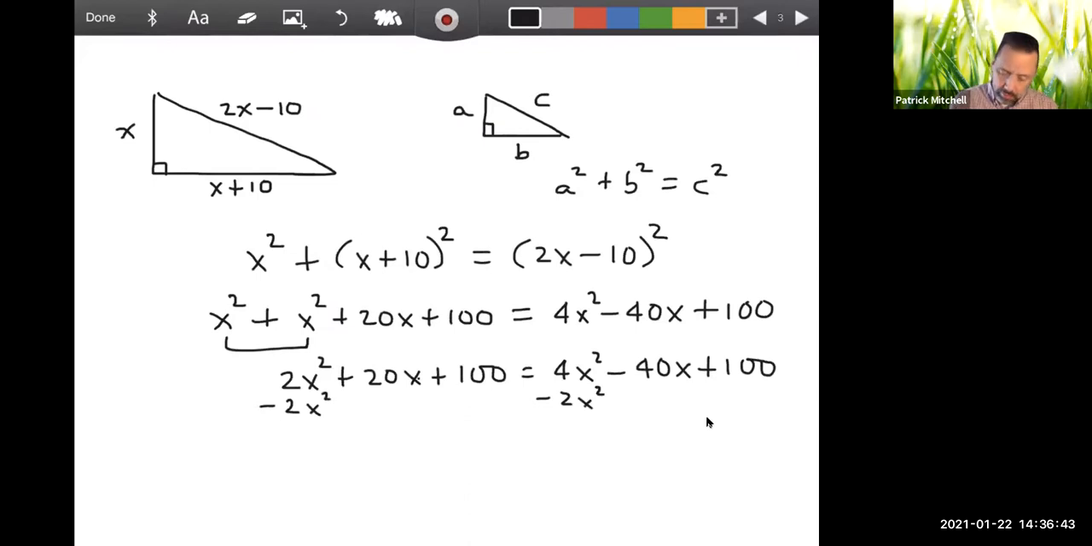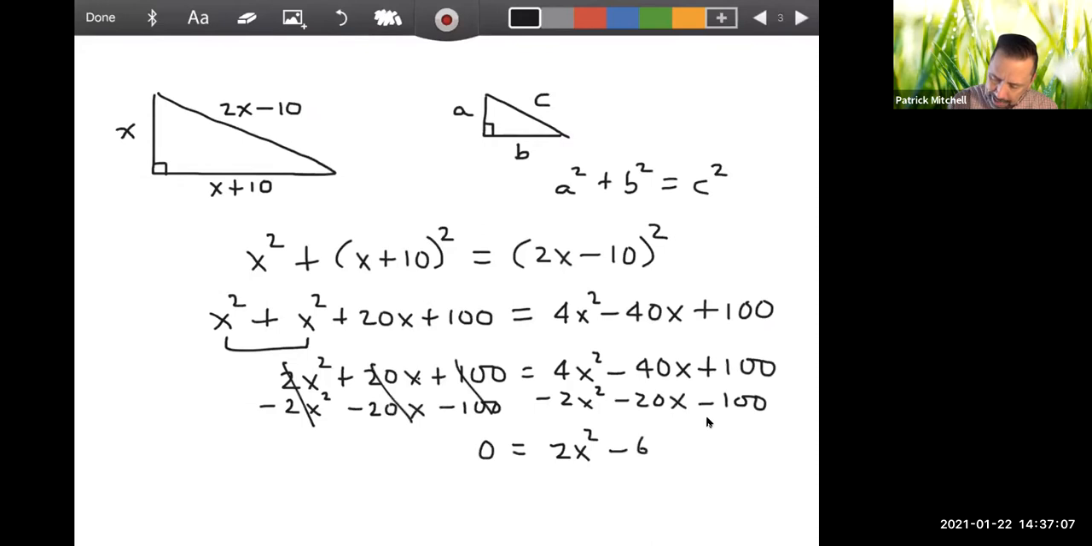And so that means I'm getting rid of this, so I might as well get rid of everything else on the left side. I'll go minus 20x minus 20x. And then I'll go minus 100 minus 100. All right, so nothing left on the left side, just 0. And on the right side, I have 2x squared minus 60x. Oh, and look, this cancels. I wasn't planning on that.